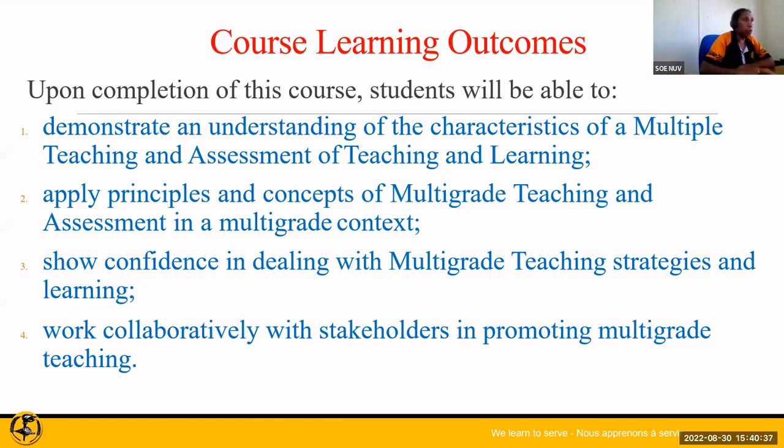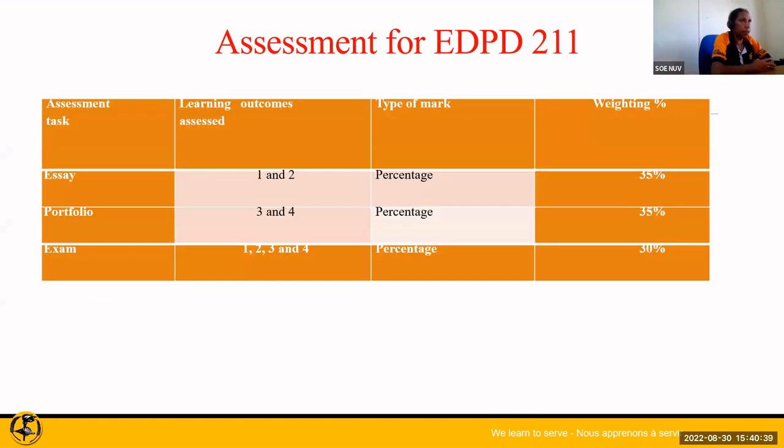Let's move on to the assessment for this course. Today, we're just going to look at the outlines of the assessments. In this course, you will have 3 assessment tasks. The first one is an essay, the second one is a portfolio, and the third one is an exam. As you can see on the screen, the essay is worth 35%, the portfolio is worth 35%, and the exam is worth 50%.